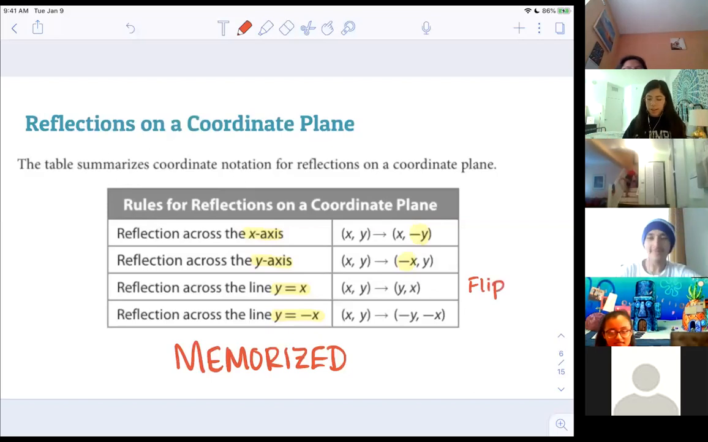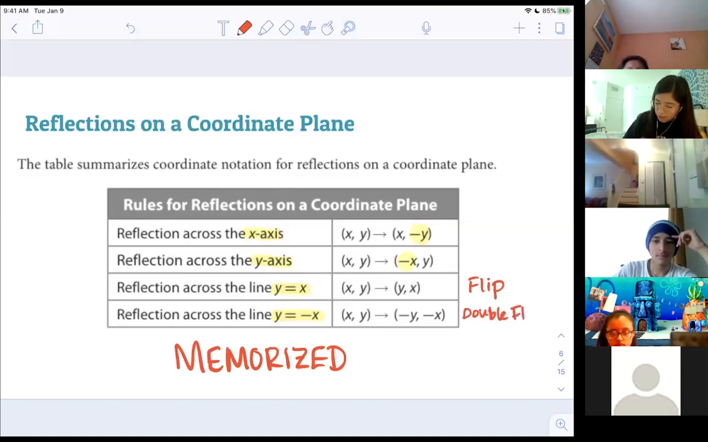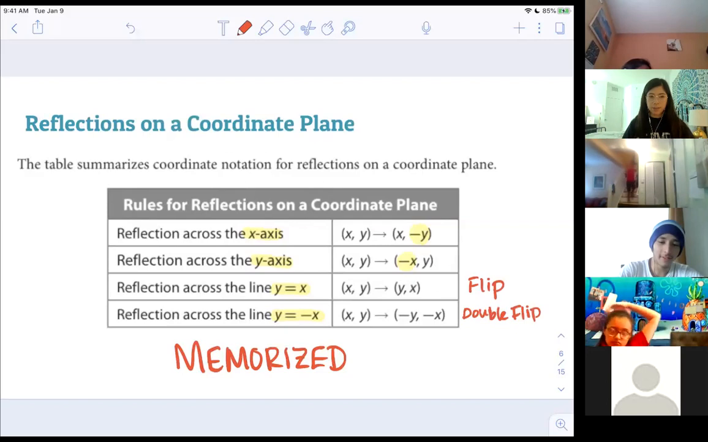And then what about in the last one? They flip and both become negative. Good. So I call this a double flip. Double whammy, double flip. So when you reflect across the line y equals x, the two values flip, they switch. When you reflect across the line y equals negative x, not only do they switch, but they also turn negative. So it's a double flip.